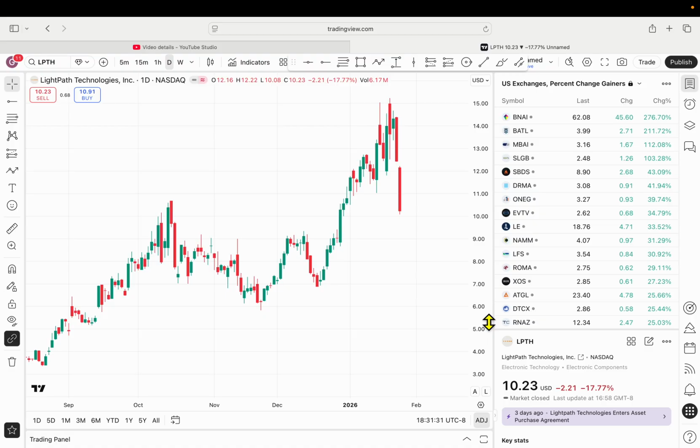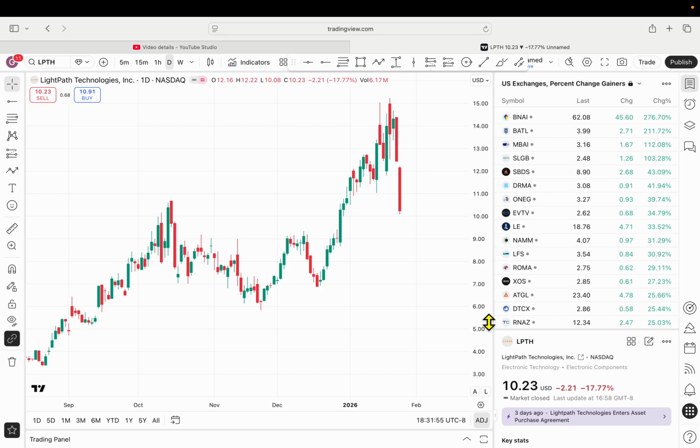Today we're going to be taking a look at the chart on Lightpath Technologies, symbol LPTH. It's a small cap technology company that provides optics and imaging solutions for defense and industrial applications. Now, I'm not going to get deep into the fundamentals today. This is simply going to be a chart analysis session. And I'm not even going to get into a whole lot of complicated chart analysis techniques.